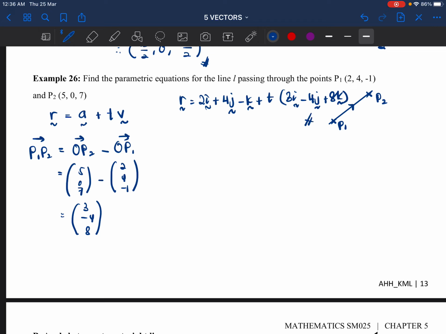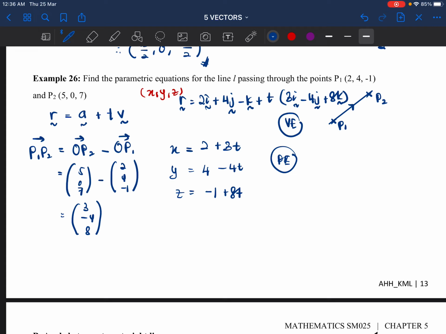Okay. So, ini ialah vector equation kita. Dia nak parametric equation. So, kita teruskan. Kita cari dulu macam biasa. Ini r kamu is x, y, z. So, kita just jadikan x, y, z sebagai subjek. Kita ada x equals to 2 plus 3t, y is equals to 4 minus 4t, z is equals to negative 1 plus 8t. Okay. So, ini ialah parametric equation kamu.